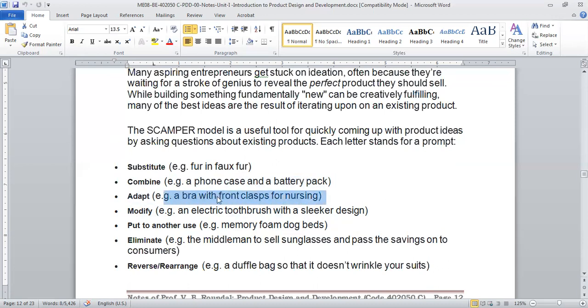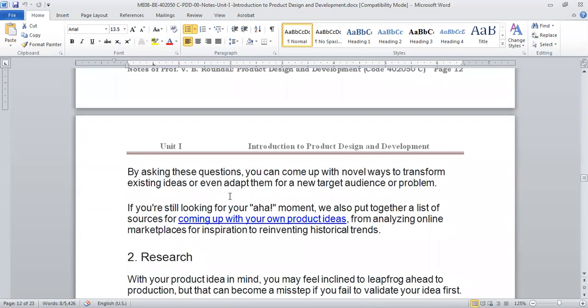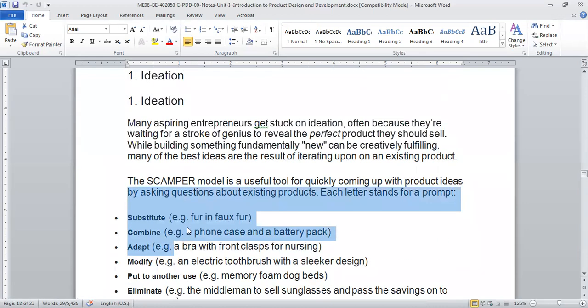like, say, a bra with front clasps for nursing. So for nursing mothers, you will have the front clasps. That is a modification or adaptation as per the requirement. Combining a phone case and a battery pack: along with the phone, you will also give a phone case and battery pack as a combination deal. Put to another use: memory foam dog beds. So apart from this, you will get this also with this. Like this, you will have different things in your product which will entice the customer to get your product. Okay, so this has to be worked out in the ideation part.